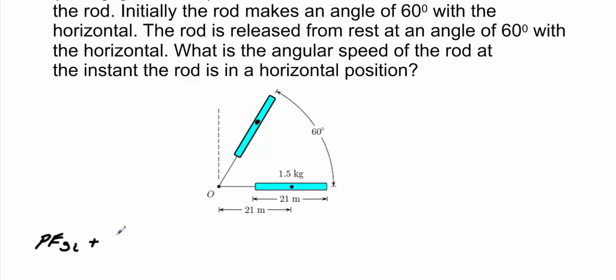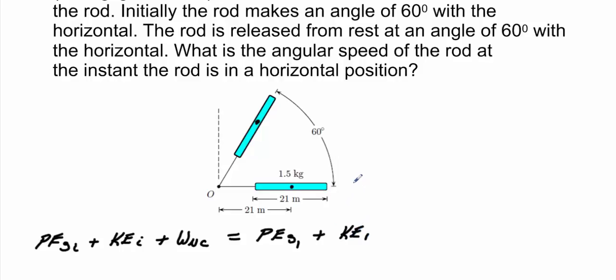And I always do this. Again, some of this you don't necessarily have to do, but I like to get in the habit of doing that. Plus my kinetic energy, plus the work done by non-conservative force must equal the gravitational potential energy at position 1, well actually 1's fine, plus the kinetic energy at 1.